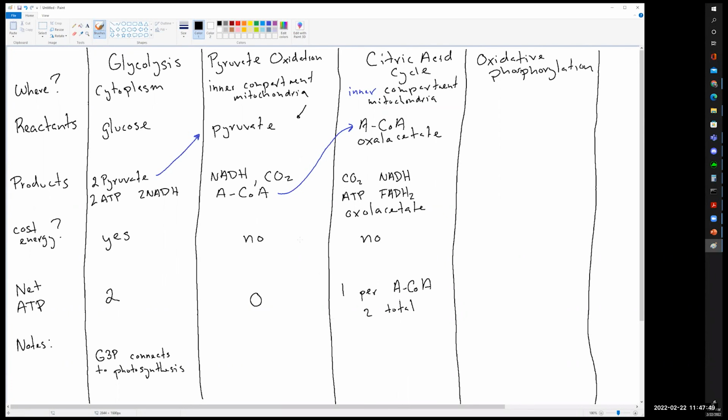Now we're not going to take oxalacetate and use it in oxidative phosphorylation. It's just going to go back into the citric acid cycle. So this chain of using our products as our initial reactants is ending. Instead, what's going to happen is we're going to take all of these and these guys are going to go over here. We're going to be using them for oxidative phosphorylation, right?